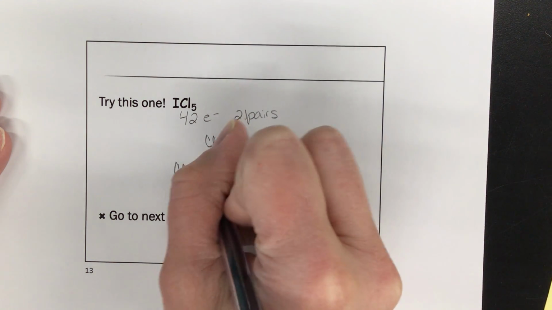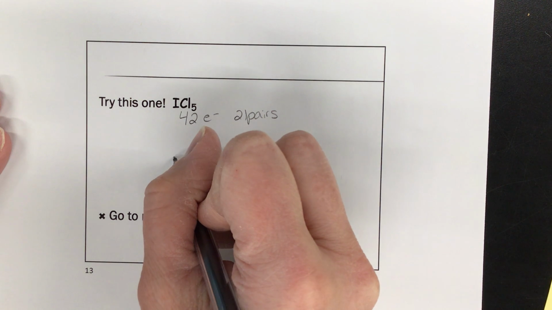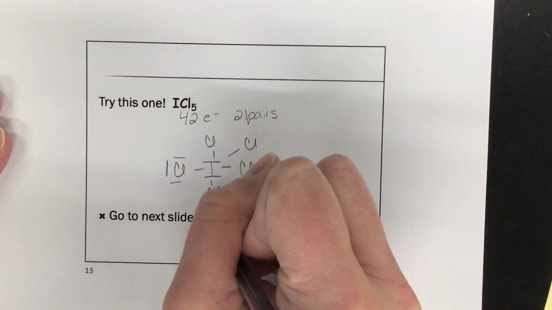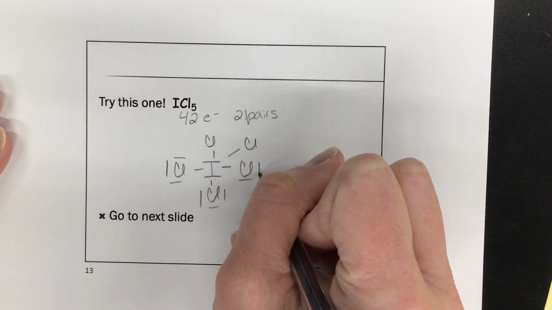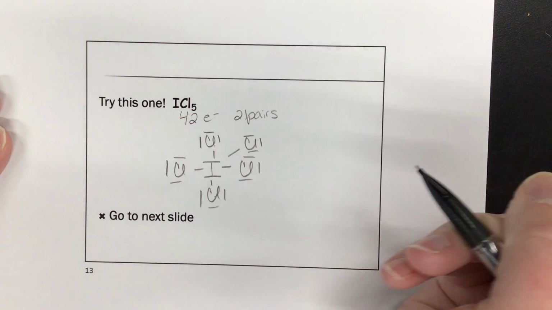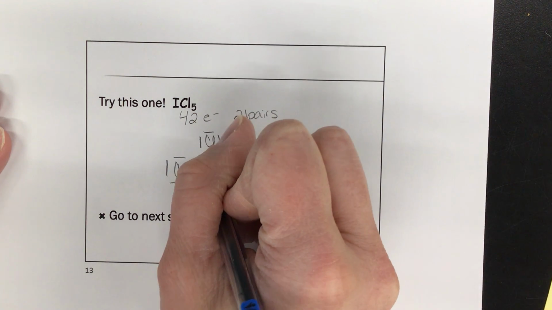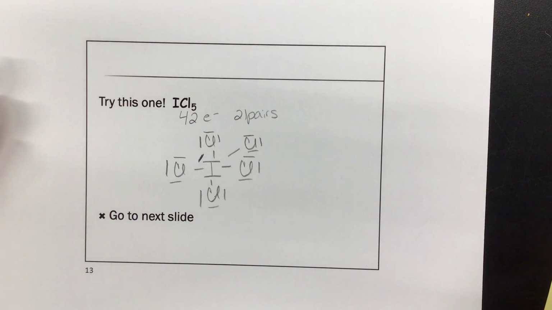1, 2, 3, 4, 5. So it connected them together. Take care of the outsides next. 6, 7, 8, 9, 10, 11, 12, 13, 14, 15, 16, 17, 18, 19, 20. I have one more pair, so I'm going to put it just here on this iodine. Okay, I like to call it like a little top hat because that's kind of what that looks like.